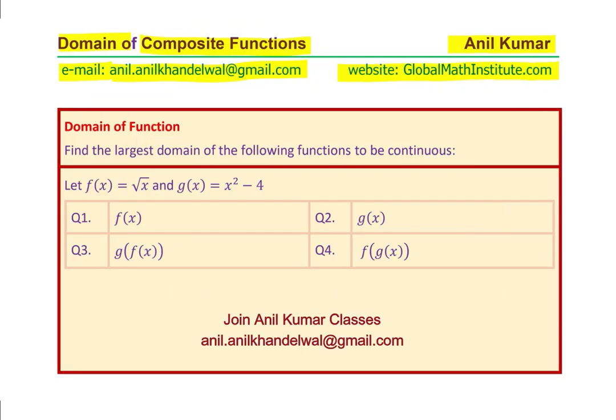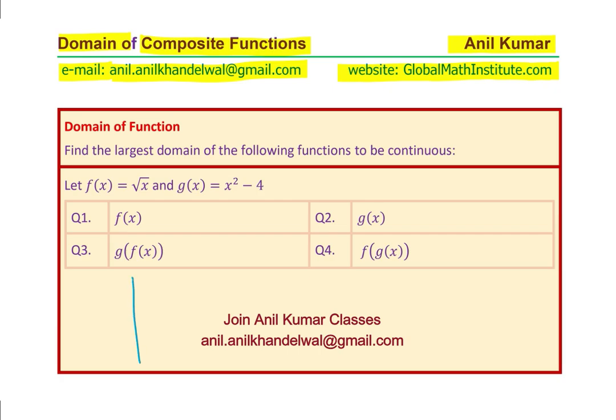The question here is, find the largest domain of the following functions to be continuous. Let f of x equal square root of x and g of x equal x square minus 4. You need to find the domain of f of x, g of x, g of f of x, and f of g of x, correct? Okay, so let's start answering this question. I hope that should not be very difficult.